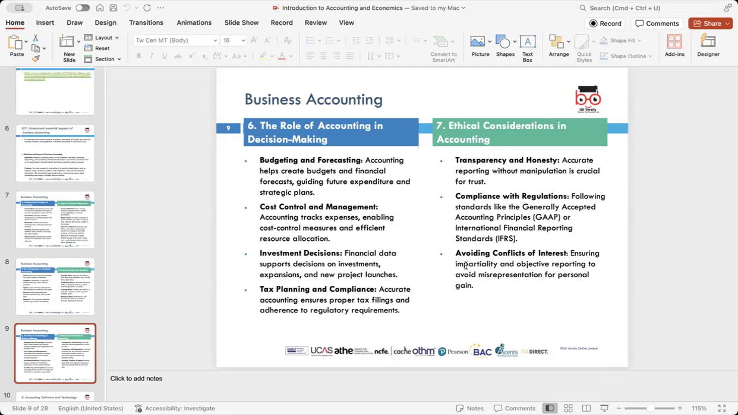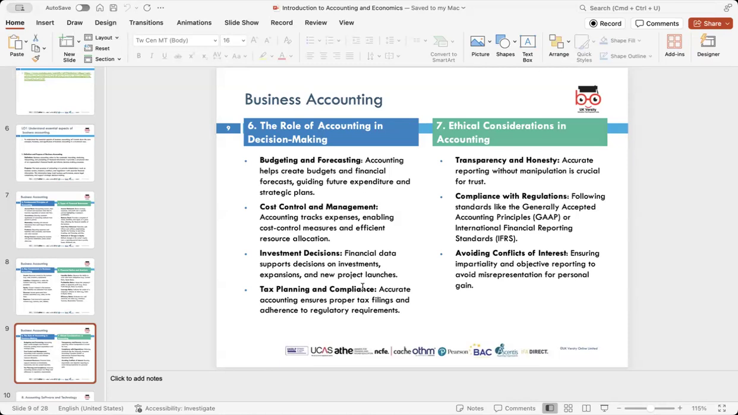When it comes to investment decisions, financial data supports decisions on investments, expansions, and new project launches. Tax planning and compliance are important to avoid penalties and legal issues. Proper accounting ensures businesses pay the correct amount of tax and take advantage of tax saving opportunities. So, ethical considerations in accounting: with great financial power comes great responsibility.